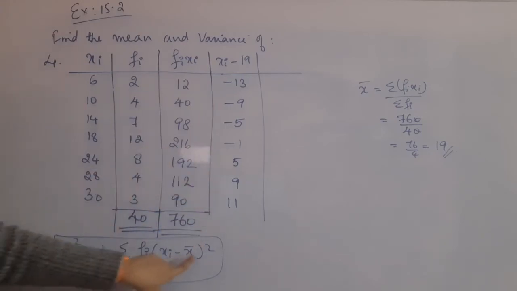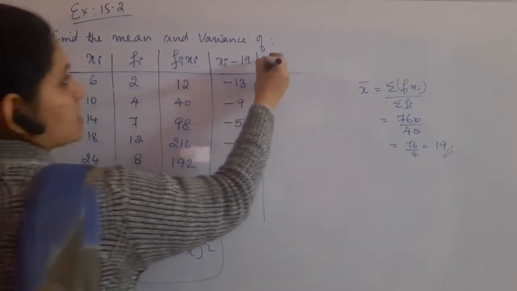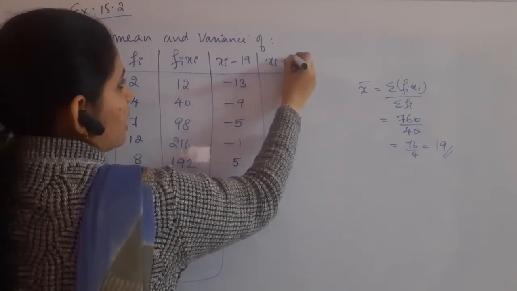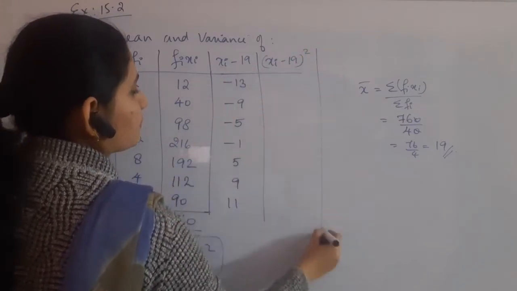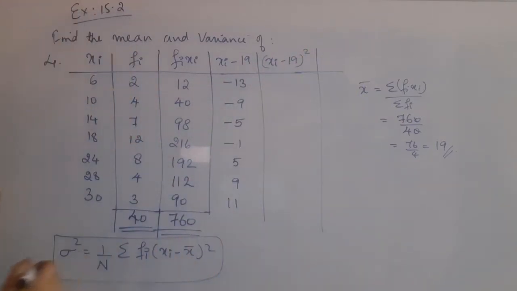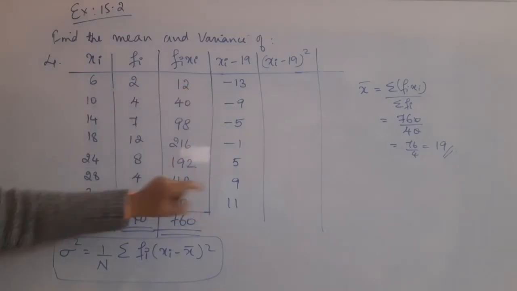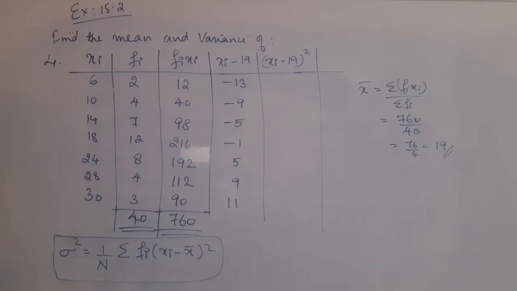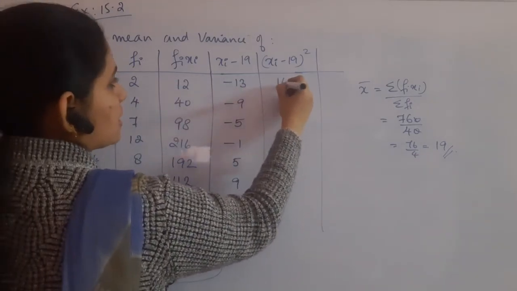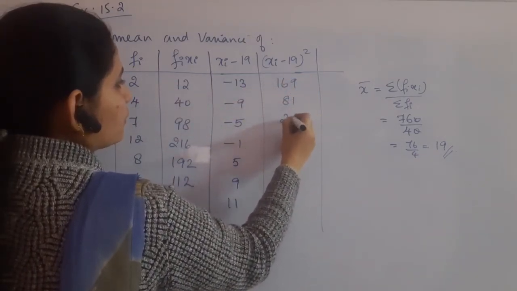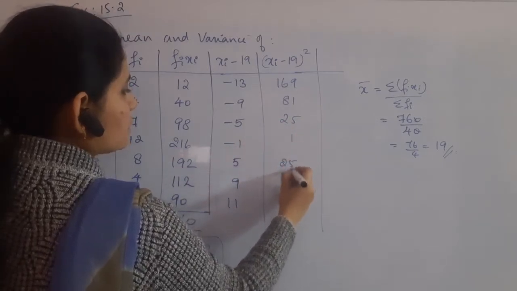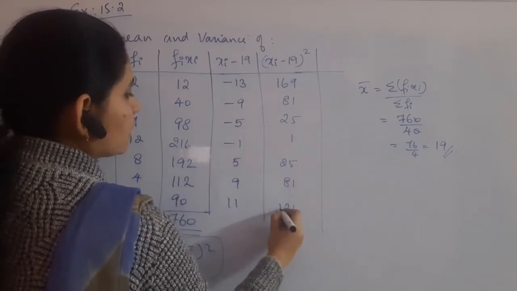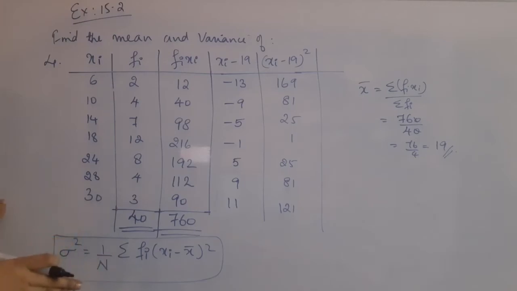Now what you need to take is the whole square. So it is Xi minus X bar the whole square. Next column is that. Now you have to just take the squares of these numbers, what is the square of 13? It is 169, then 81, then 25, 1. Again 25, 81 and 121. So these are the squares of these numbers.